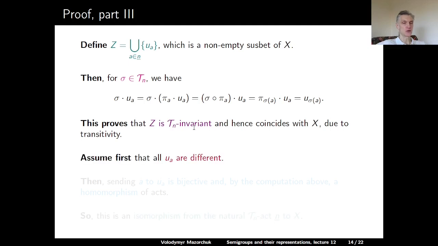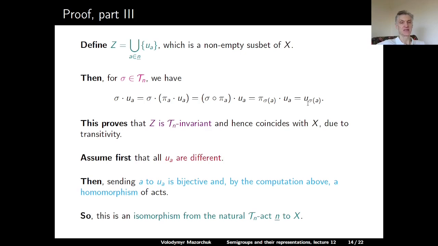Let us first assume that all UA are different. Then, sending an element A to UA is bijective, and by the computation above, a homomorphism of acts. So this computation means that sending A to UA is a homomorphism of X. So this is an isomorphism from the natural Tn act n underlined to X.